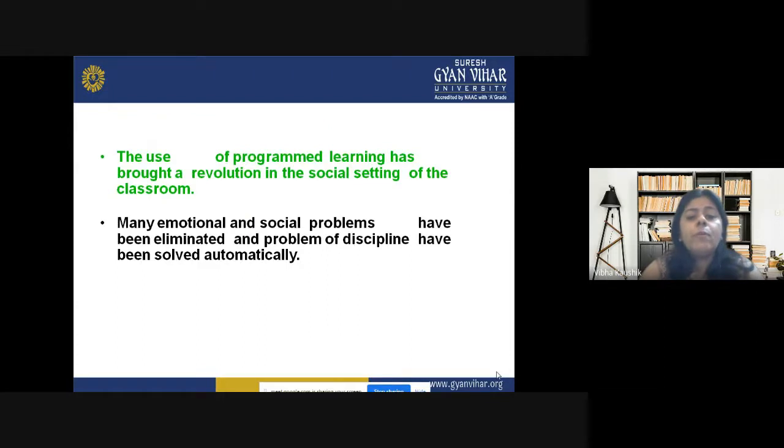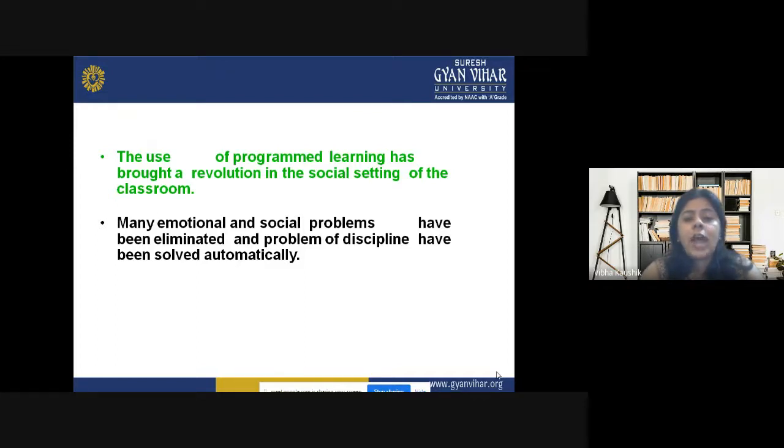The use of programmed learning has brought a revolution in the social settings of the classroom. That means the programmed learning methodology or instructional technique has made a change in the social settings of the traditional classrooms.